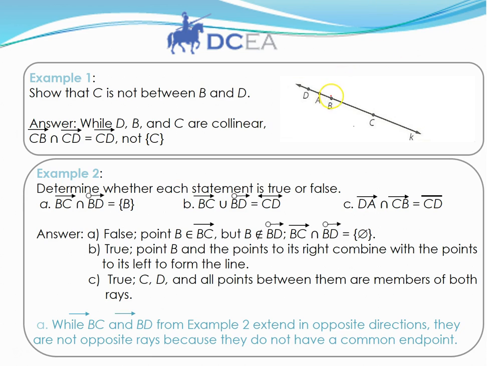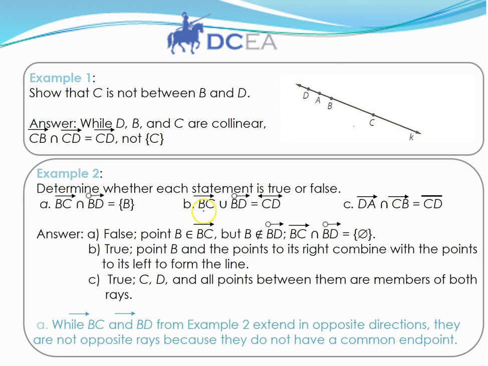Well, BC has a closed point and it travels to the right, and BD has an open point and travels to the left. They are not in union. They are not two rays. One is a half line, so this is false. Though point B is an element of ray BC, B is not an element of half line BD, so it creates an empty set.